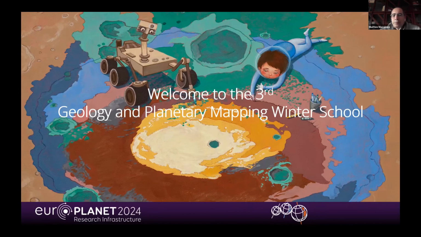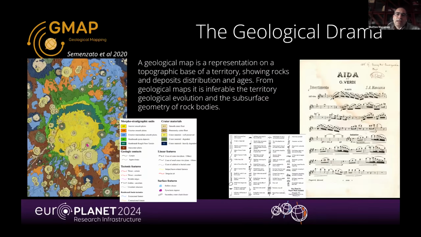However, for all the people that start today with geological planetary mapping, we are in any case prepared for explaining to you the basics of planetary geological mapping. And actually, a geological map is a representation on a topographic base of a territory showing rocks and deposits distribution and ages. And from the geological maps, it is possible to infer the territory's geological evolution and the subsurface geometry of rock bodies.